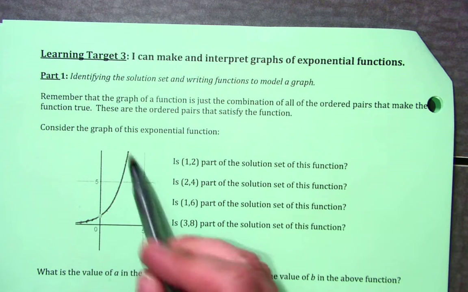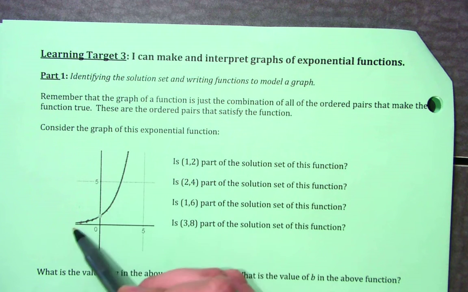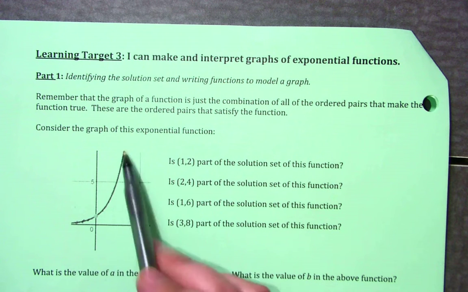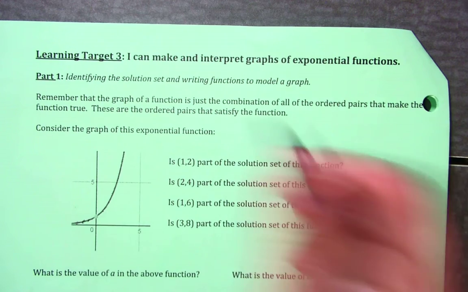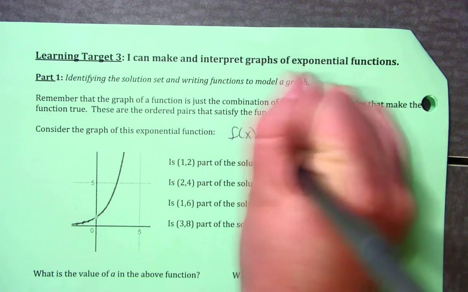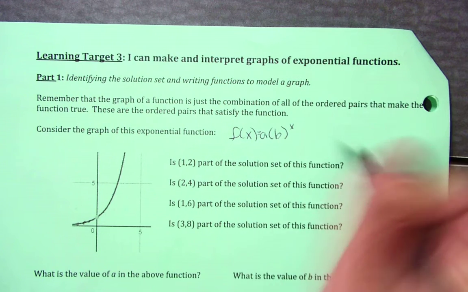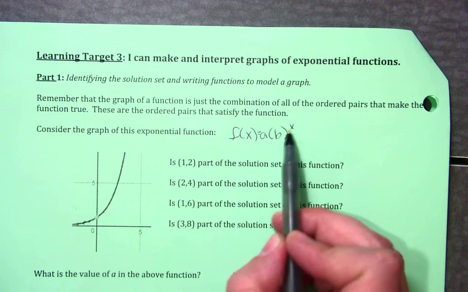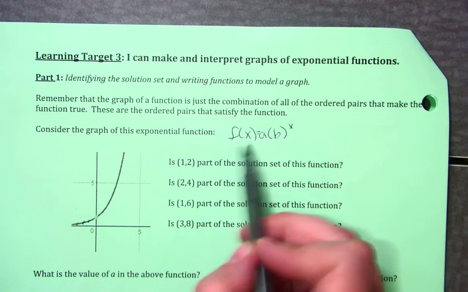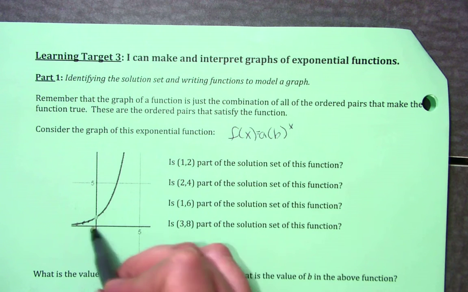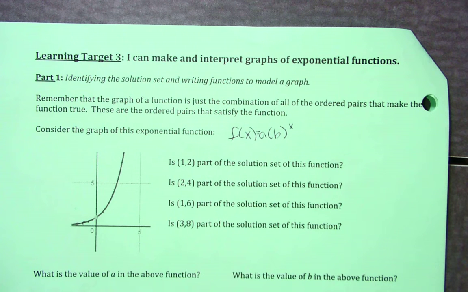Whatever function this is, we can tell if the point (1, 2) is a part of the solution set of the function or not. So whatever function represents this, let's just say right now, because we don't know what a and b equal, this function, if we were to plug in 1 for x and 2 for y, or f(x), would this be a true function? Or would that be a true statement, a true equation?